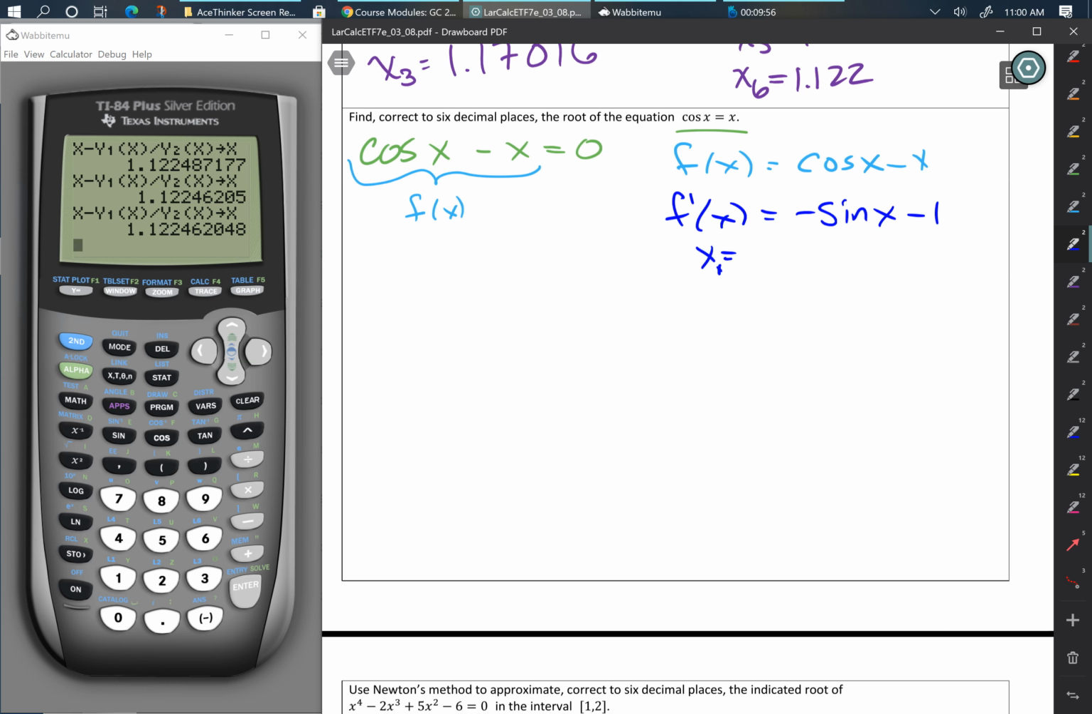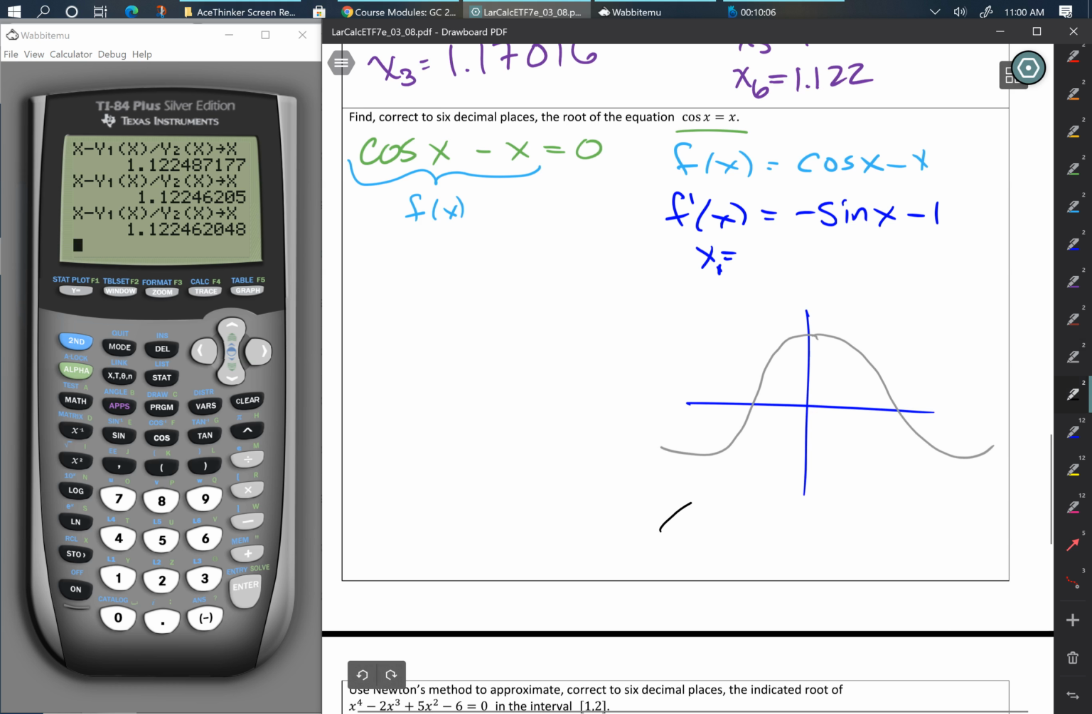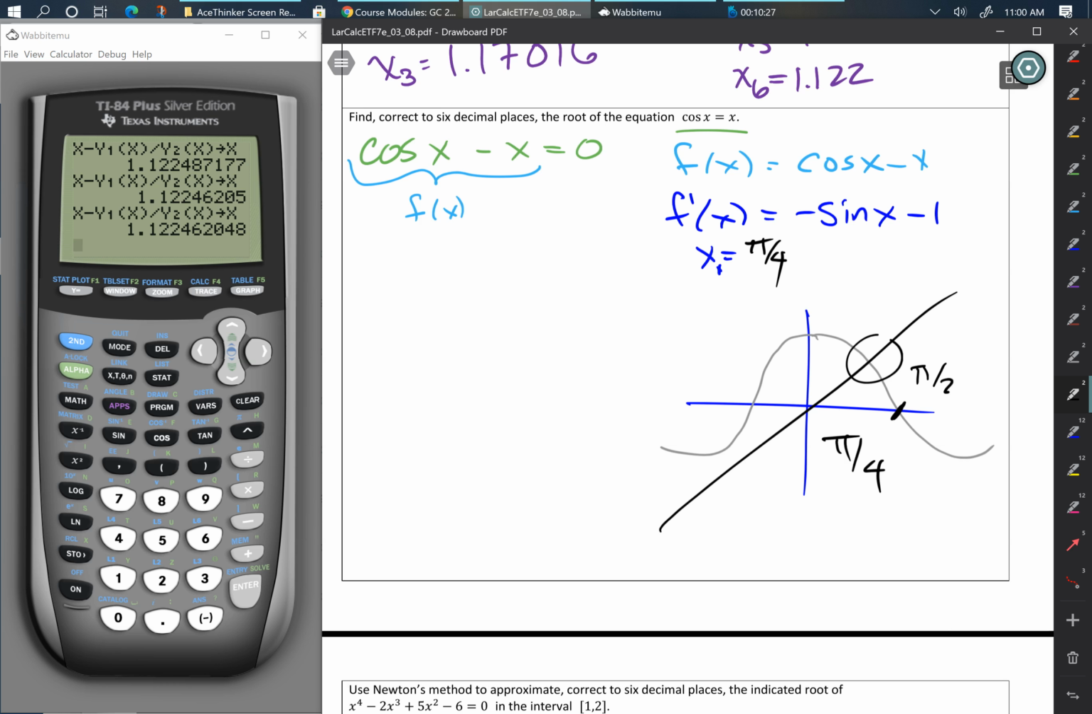Well, if I just make a quick little sketch, cosine's the one that does this, right? Y equals x looks like this. So where do you think that's going to happen? Well, that's what, pi over 2? So somewhere south of pi over 2. So how about pi over 4? Seem like a reasonable first guess? Okay, so now push buttons.